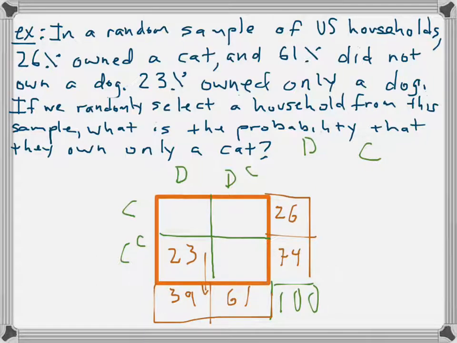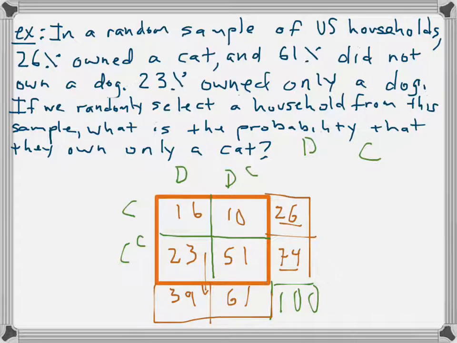So 23 plus what equals 39? Hopefully my math is okay today. It looks like 16, right? So then 16 plus what equals 26? Hopefully that's 10. That is 10. I can do that one. And lastly, 74 minus 23 is 51. 51% of people had neither a dog nor a cat.